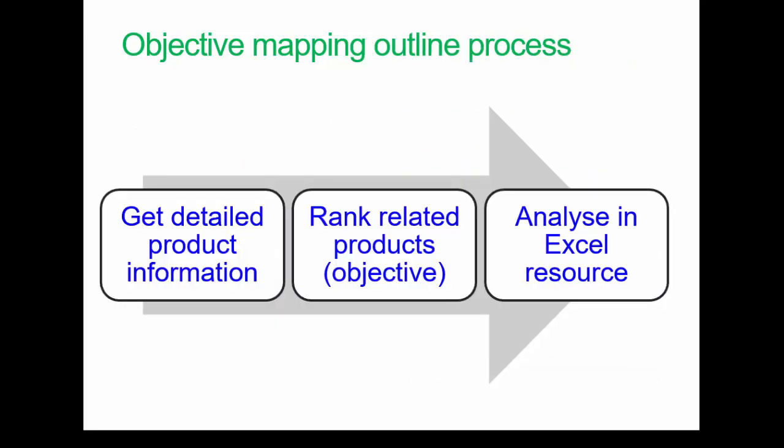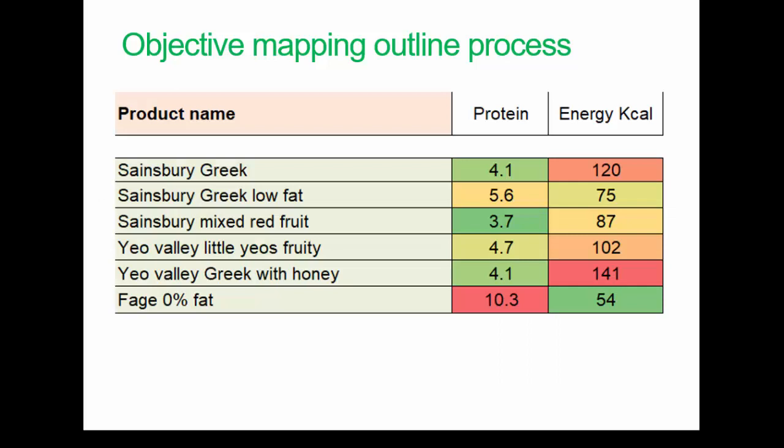The process is similar, except we use objective data here, and then we rank them ourselves and analyse in the Excel resource. And this is the sort of information we're looking at. So we looked at the nutritional information for a range of yogurts, we've got the protein contents, we've got the energy in kilocalories, and that's what we'll use in our map.